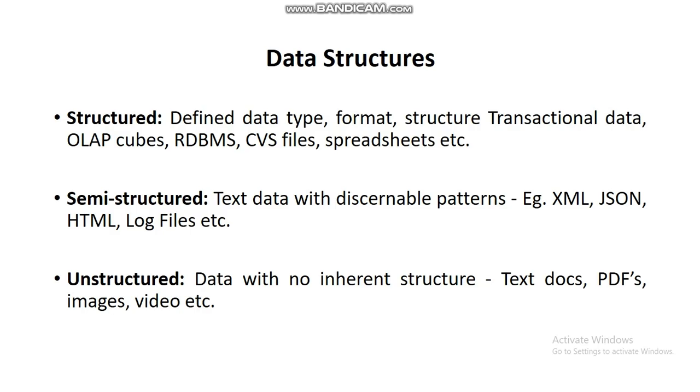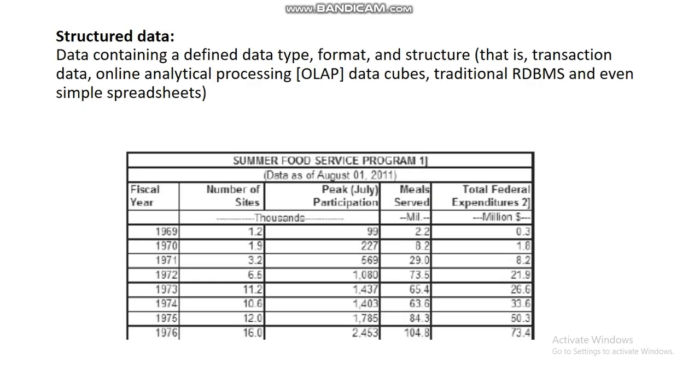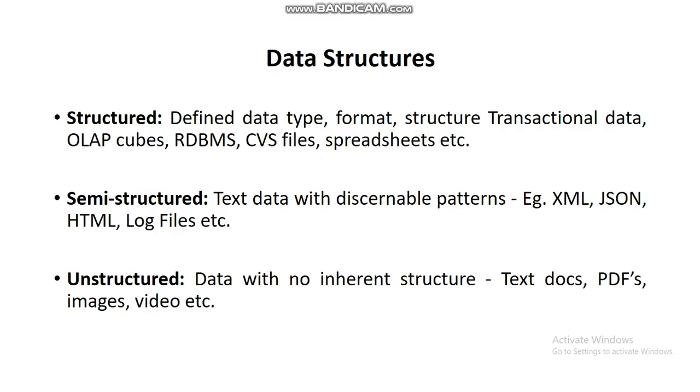So here we can see some basic examples for structured, semi-structured, and unstructured. Structured data is data with a defined data type and format: structured transactional data, OLAP cubes, a relational database management system, and spreadsheets which are in a proper format. That is what we call structured.